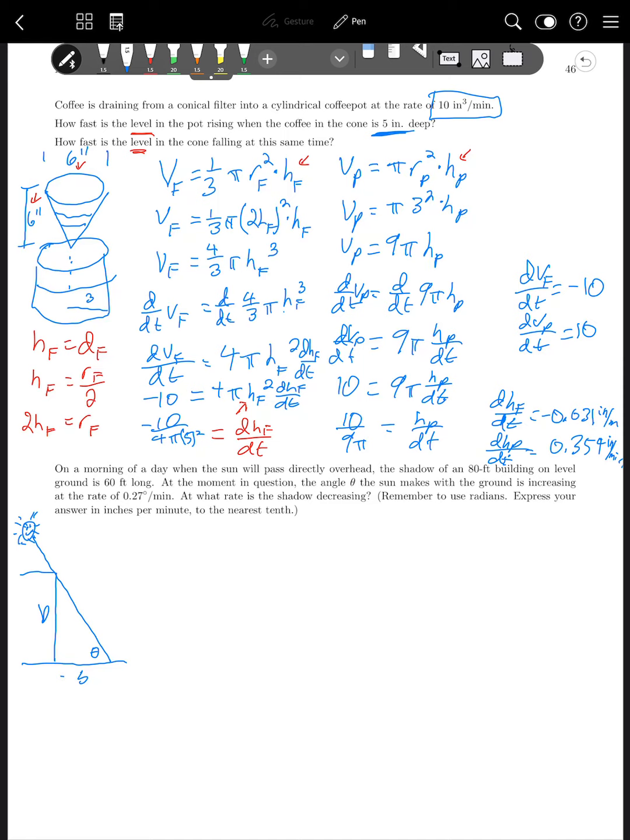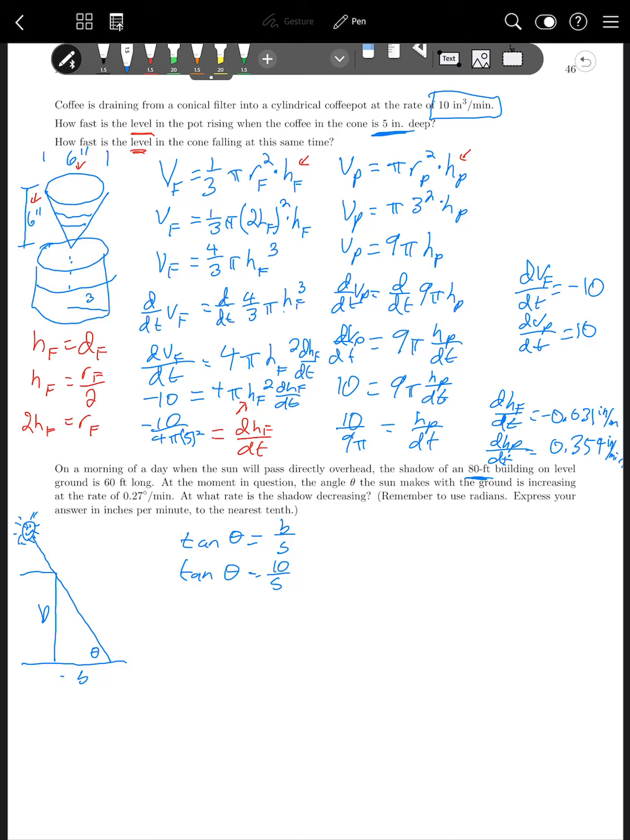And so what we need is a formula that relates theta, S, and B. And the formula that does that is tangent, right? Because the tangent of theta is equal to opposite over adjacent, so B over S. Okay? And now what we can do is substitute in the constant, because that never changes, so this will be tangent of theta equals 10 over S. And then we can just do some trig. Take the derivative, and then we'll go from there.